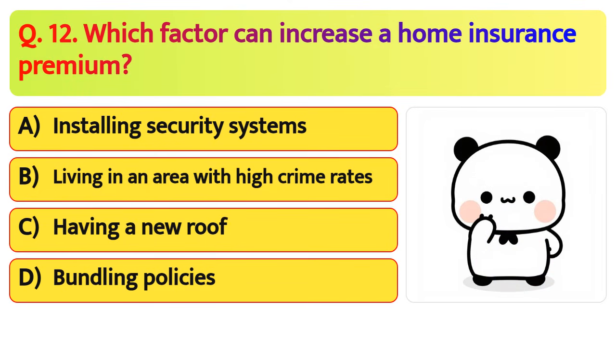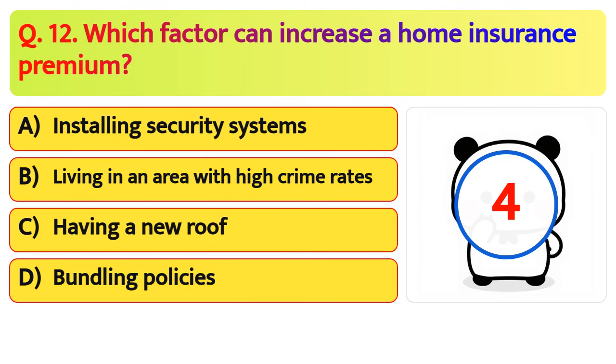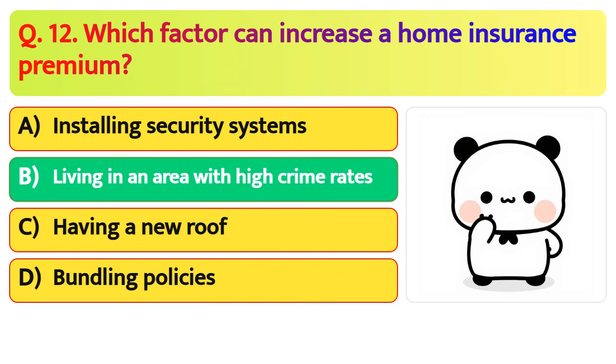Question 12. Which factor can increase a home insurance premium? Option A. Installing security systems. Option B. Living in an area with high crime rates. Option C. Having a new roof. Option D. Bundling policies. Correct option is living in an area with high crime rates.